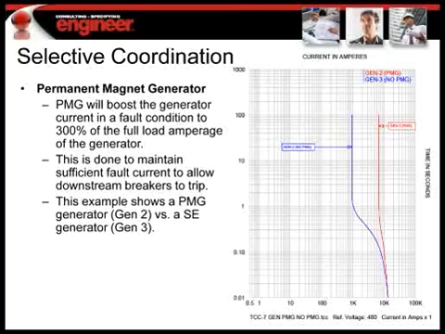So we typically specify PMG for all of our healthcare and larger jobs, and I know most manufacturers typically standardize around PMG on the larger engines.